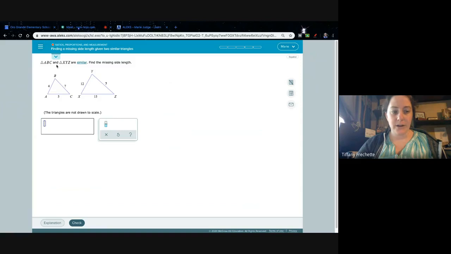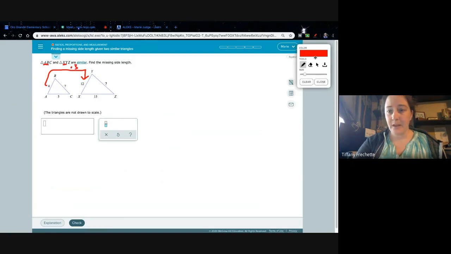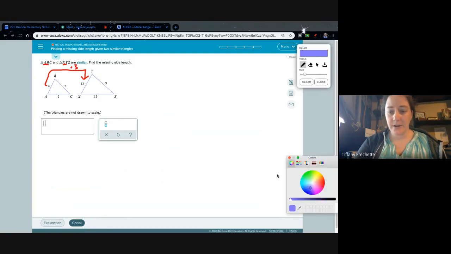All right, so we have triangle ABC and triangle XYZ, and it says they're similar and wants us to find the missing side. So if we have AB, and these are in order, so AB would go to XY. So AB to XY, kind of keeping it the same way they did on the other one. So 4 times what gets me 12? 4 times 3.